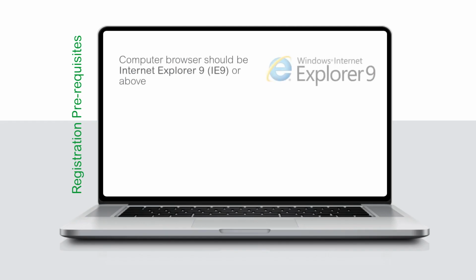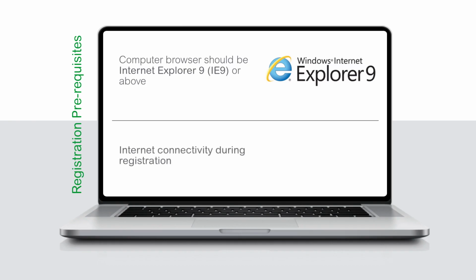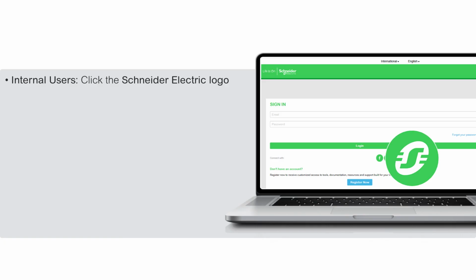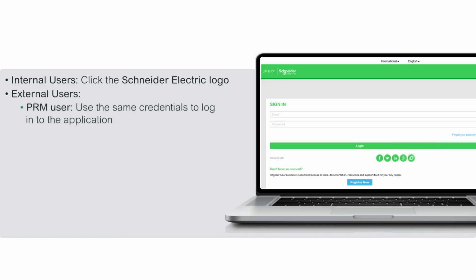There are some prerequisites for registration. Your computer browser should be Internet Explorer 9, IE9, or above. EcoStruxure Power Design is an offline software, but in order to complete the registration process, the machine should be connected to the Internet. If you are a Schneider Electric employee, you can click the Schneider Electric logo on the sign-in page to log in. If you are a PRM user, you can use the same credentials to log in.